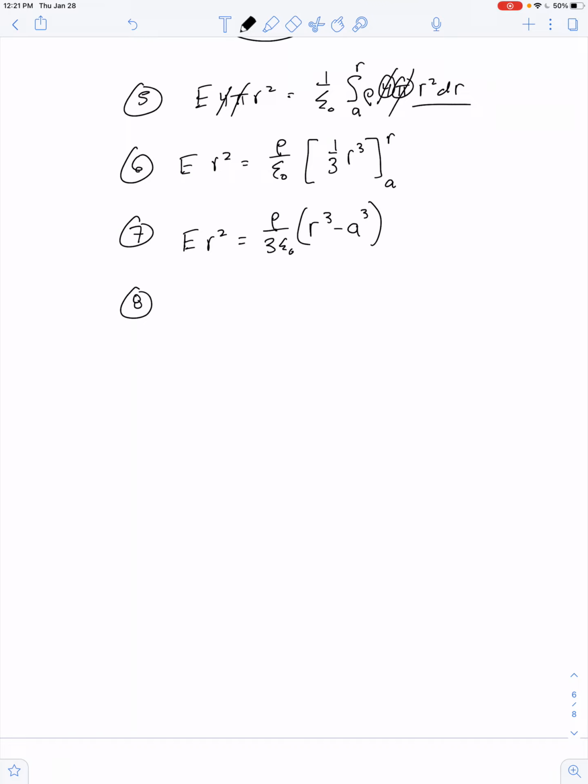There's a few steps on this one, huh? Okay, so we have E equals 1 over 3 epsilon naught, r cubed minus a cubed over r squared. Let's see, I've got the 3, the epsilon naught, r squared, r cubed, and then we still have rho.